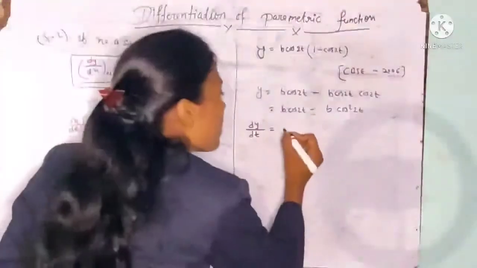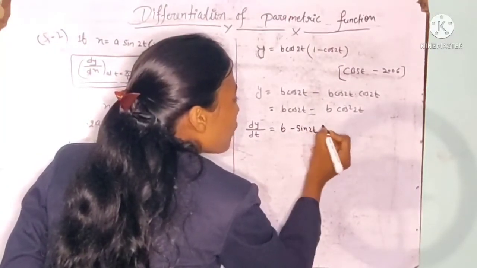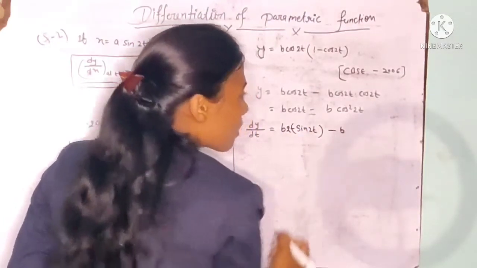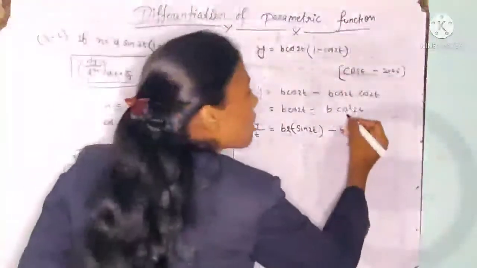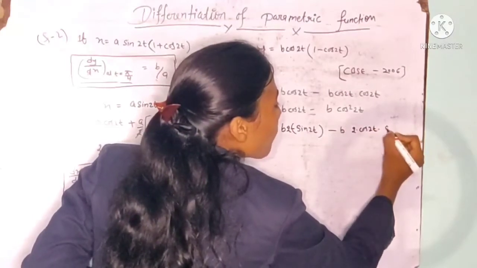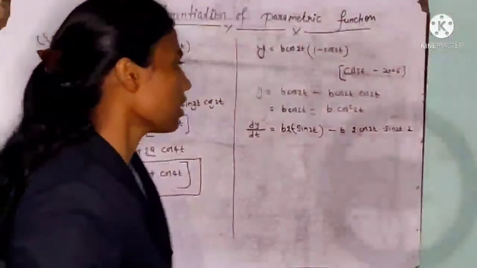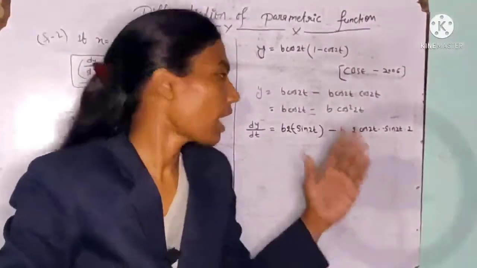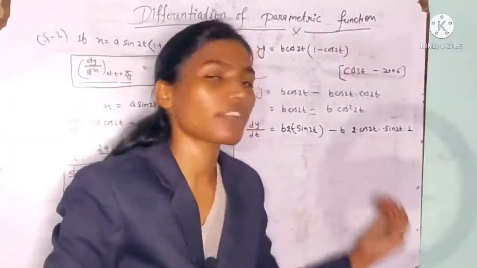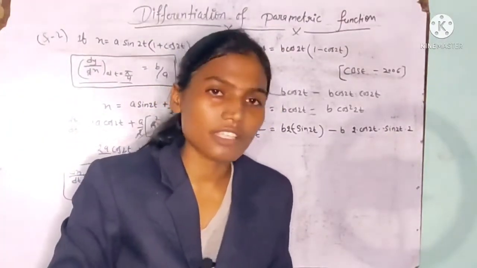Now just b is taken out, and cos 2t differentiation is minus of sin 2t into 2. I have written here 2, like minus b is our constant, so we take out cos square 2t, so 2 cos 2t into minus of sin 2t into 2. So this is the differentiation of these functions. I directly differentiate here because we have already studied how to find differentiation directly. If you don't know, go and watch the previous video on how to find differentiation directly.